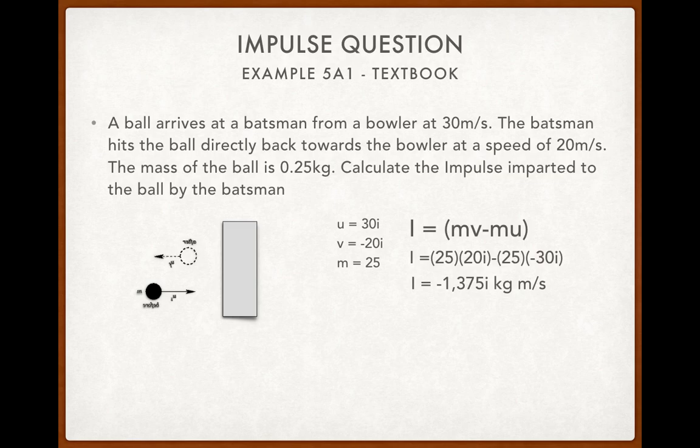The minus tells me that the impulse is experienced to the left, and that's what you'd expect. So when the ball hits the bat, the impulse is trying to hit it in the opposite direction, and it ends up going in the opposite direction. So that would make logical sense.